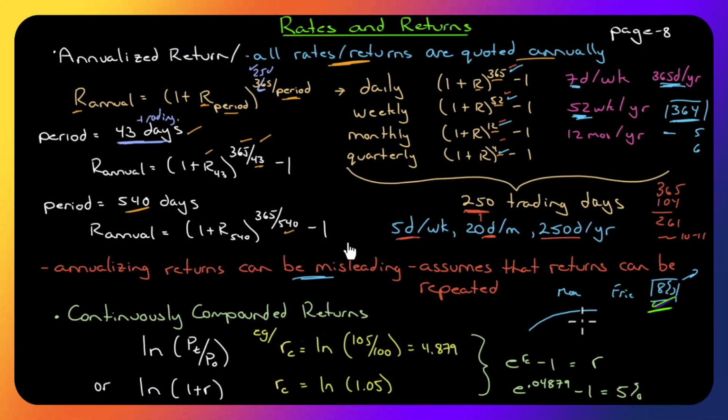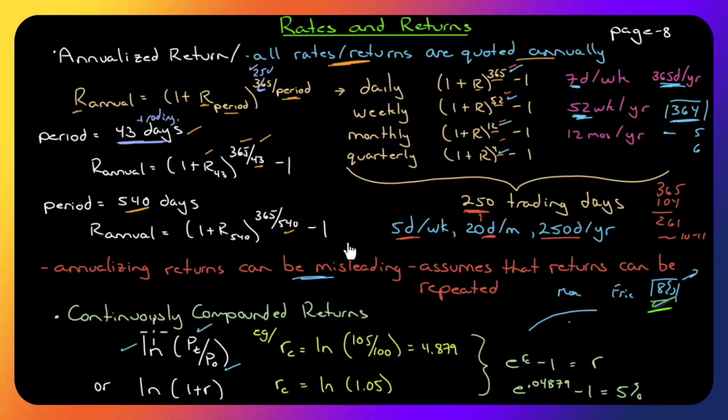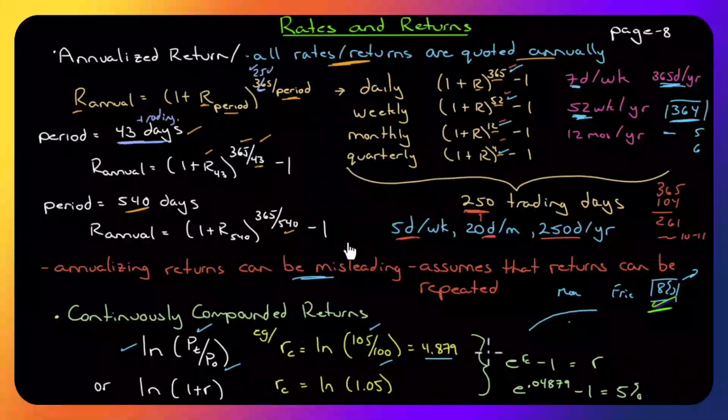Well, what does that look like, right? That looks like Euler's constant. So we can use a continuously compounded return, which is just our ending price over our beginning price, and then we take the natural log of it. So let's say that we had an ending price of 105, a starting price of 100, take the natural log, it's 4.879%. So what is that saying?